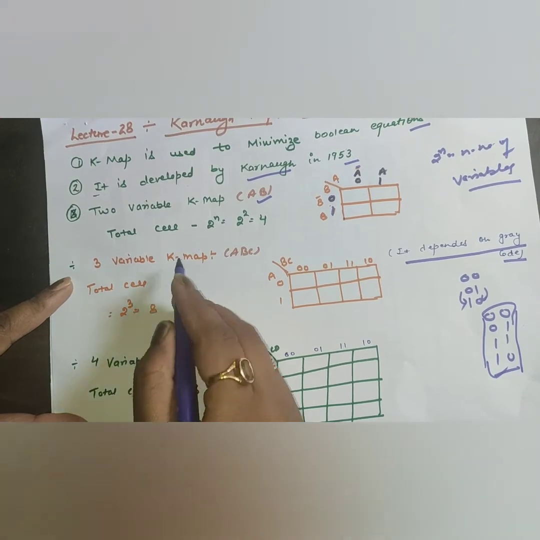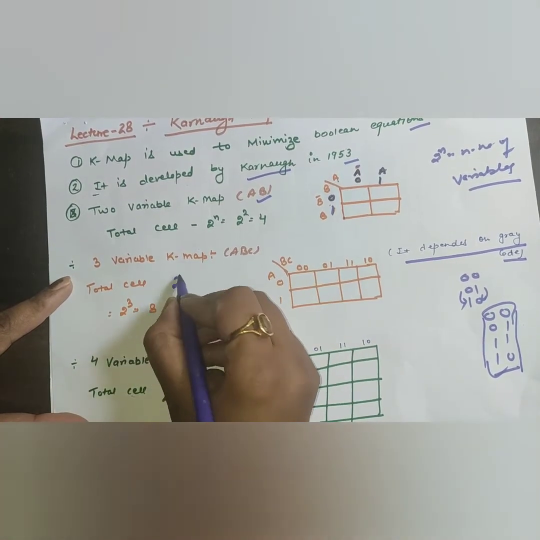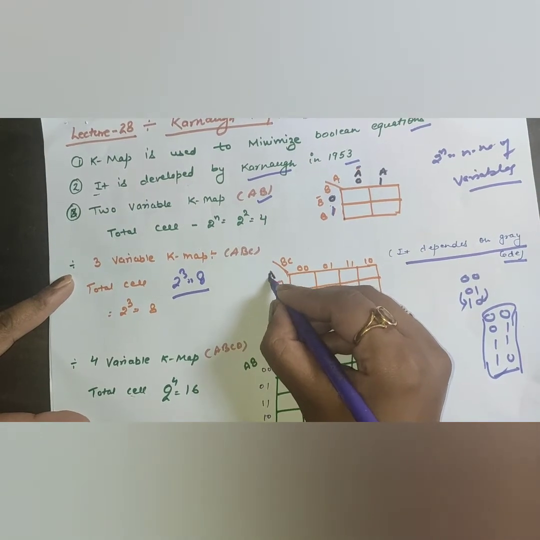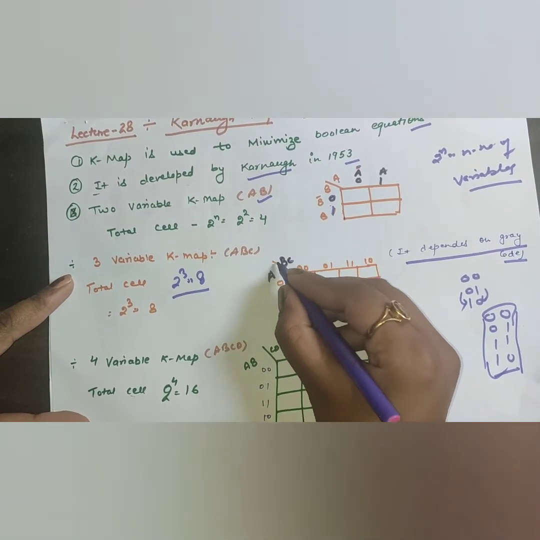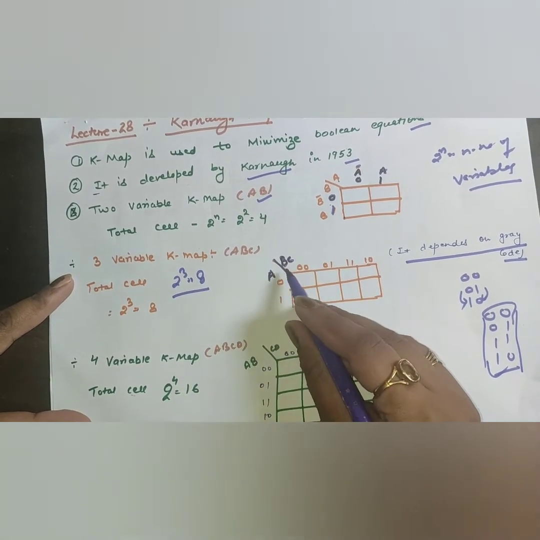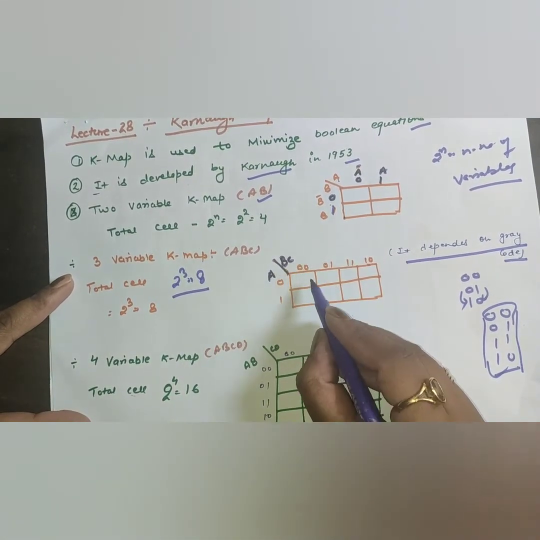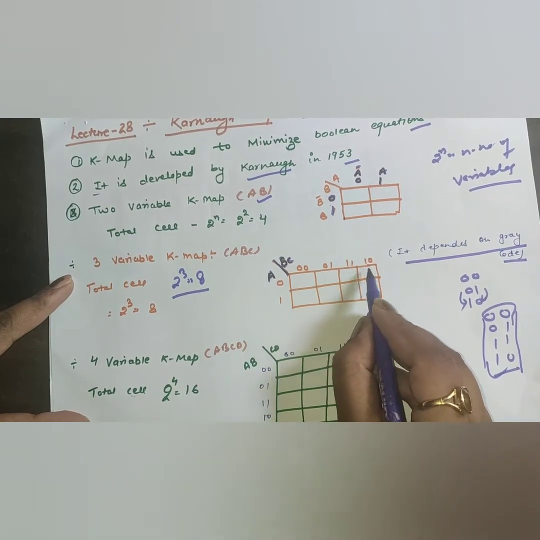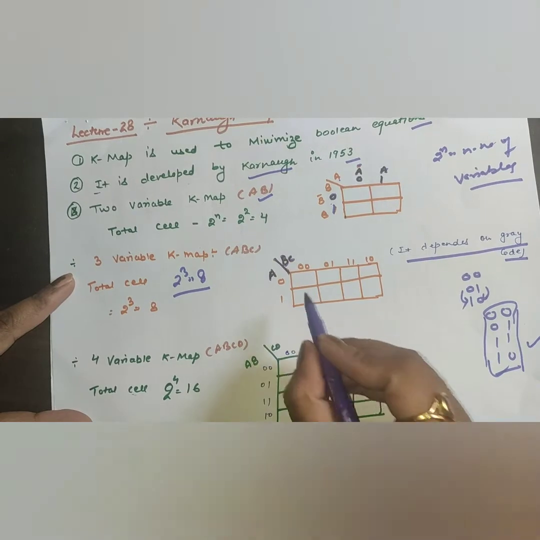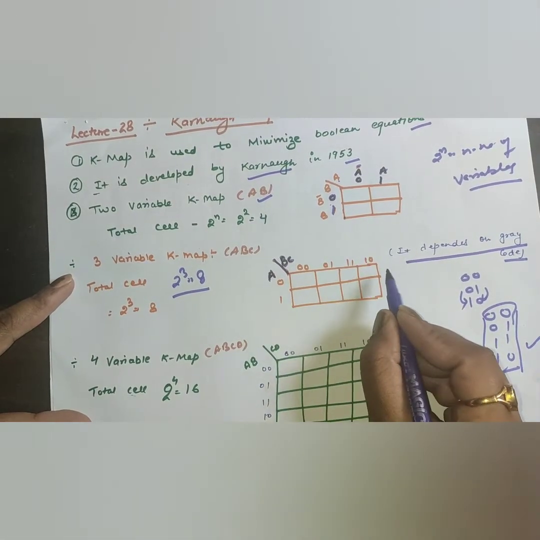Three variable K-map: 2 to the power 3, that is 8 cells will be there. So one variable will be here and two variables will be here. The one variable will have only two conditions, 0 and 1, and BC, two variables, will be 0 0, 0 1, 1 1, 1 0. That's why I said that it depends on Gray code.